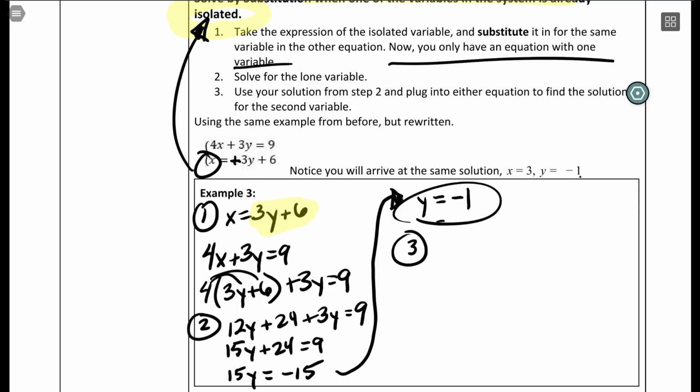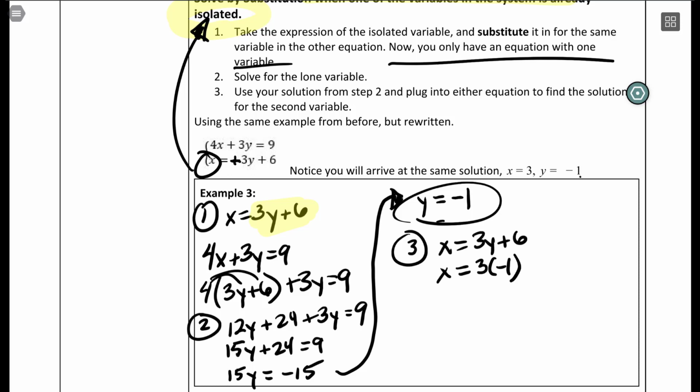Step 3 says, use your solution from step 2 and plug it into either equation to find your solution. Well, I like the second equation, x equals 3y plus 6, because x is already by itself. That's less for me to actually manipulate and move around. It's less algebra to do.